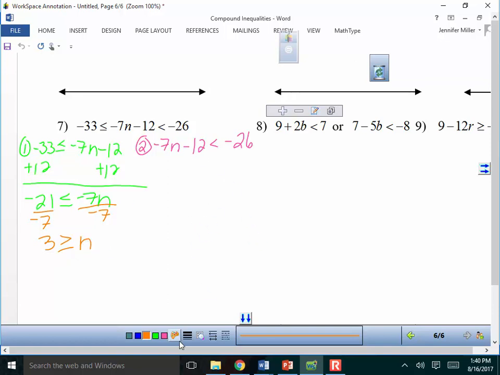We're going to do the same thing over here. Add 12. Then divide both sides by negative 7. And what happens to that inequality symbol again? It flips and it becomes n is greater than 2.